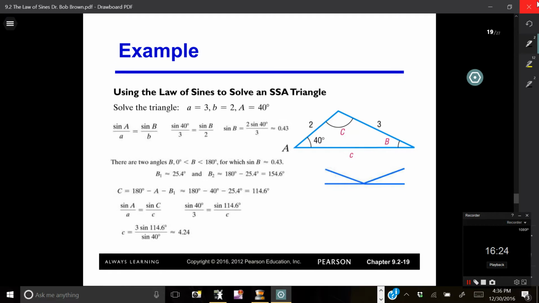Now, we've got another side-side-angle triangle. The triangle with the information given is on the right. We have a is equal to 3, b is equal to 2. Angle A is 40 degrees, and we want to solve the triangle.